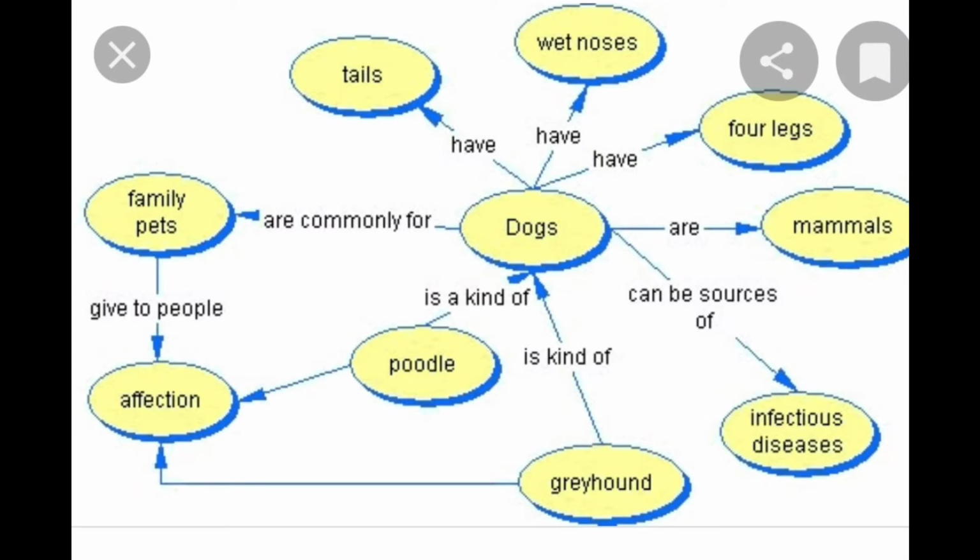If we are writing all this information in a paragraph and we are reading it out, it is not easy to grasp the points very fast. Instead of writing all this information as a paragraph, if we draw a concept map, it is easier to understand. So the concept map is very useful.